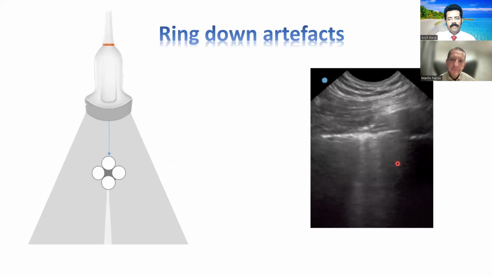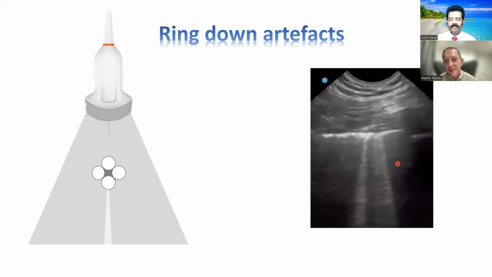And similar, I sometimes get a bit confused between this ring down artifact and the comet tail artifact. Martin, please tell us the difference. You know, I think sometimes we're splitting hairs in terms of how we describe it, and sometimes the terminology that comes into common usage is not necessarily the correct terminology, but it's well understood by people.